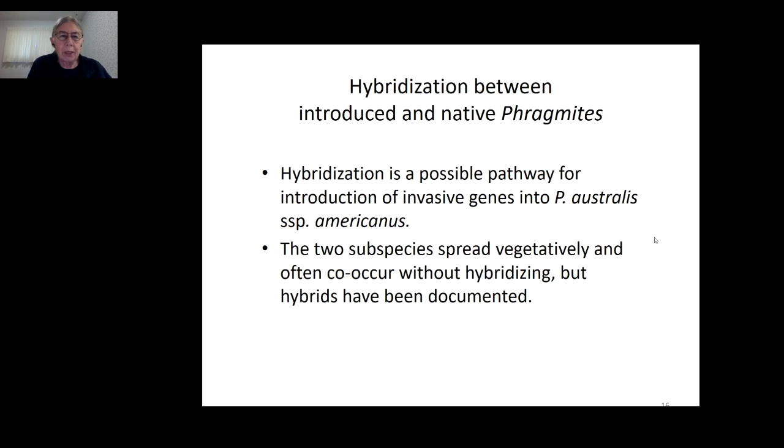Now, another thing we were looking at was the possibility of hybridization. And there's not very much information about that. It's been reported that the two subspecies can hybridize. And a worry about that is that even where the prevailing subspecies is the native one, subspecies americanus, if they hybridize, you could get invasive genes going from one subspecies to the other. They spread vegetatively mostly, but hybrids have been documented.